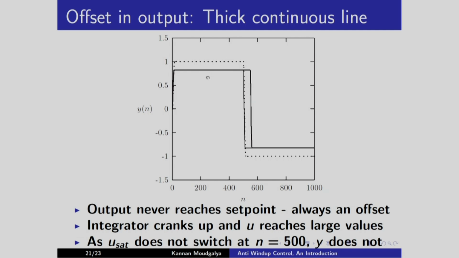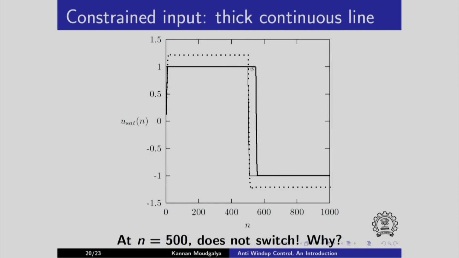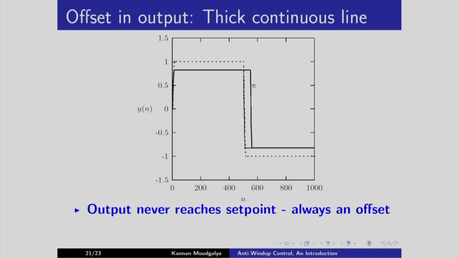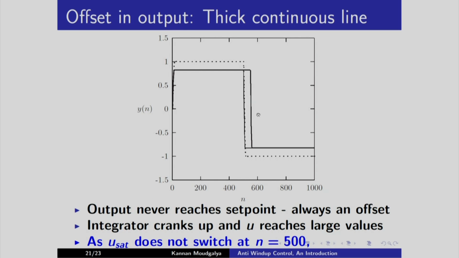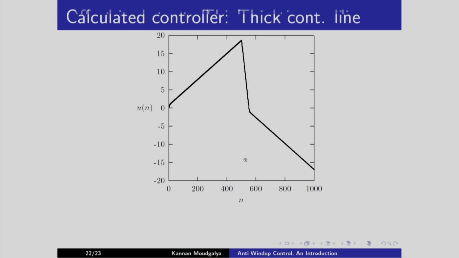U sat, the saturation value we saw in the previous slide, let's go back and see this. It didn't switch at 500, so as a result y also does not switch at 500. It continues to be positive even though it is supposed to be negative for this duration. This is the result of the integrator cranking up. At 500 it should have become negative, but it doesn't happen. It has built up a very large value, and from there it has to decrease.